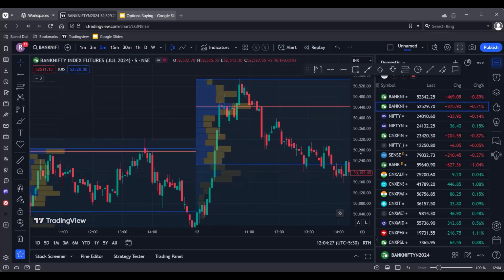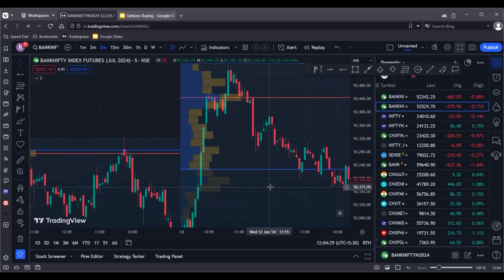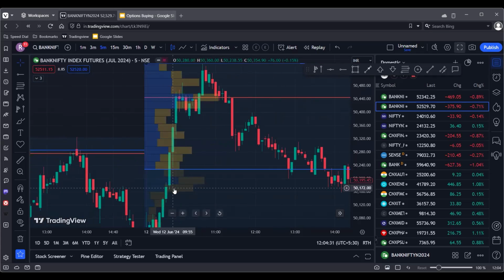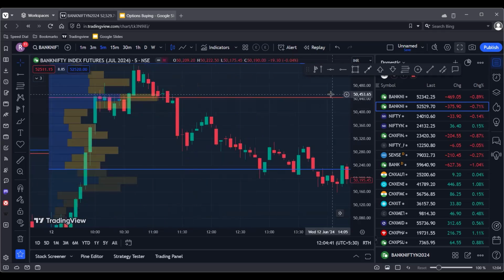Okay, a simple trailing method to use in such a case is to keep on trailing your stop loss to every bullish candle. This is a bullish candle, this is a bullish candle, every candle is a bullish candle, and your trailing stop loss got hit here. Not even, see, I will show you.